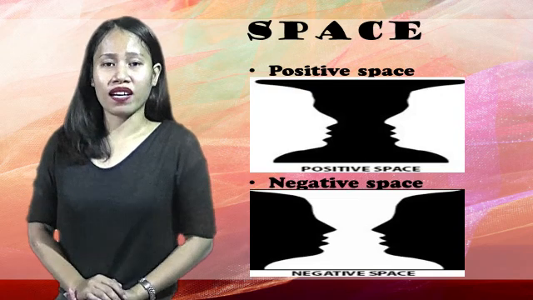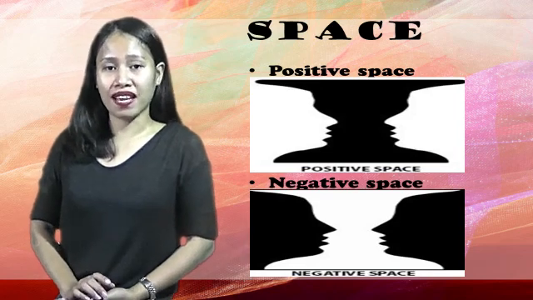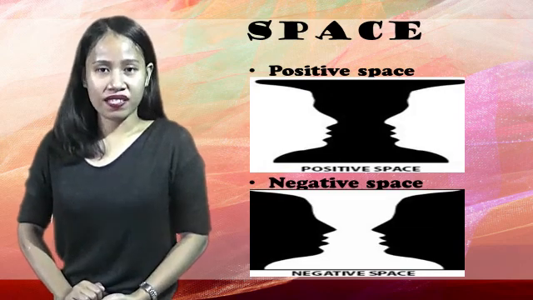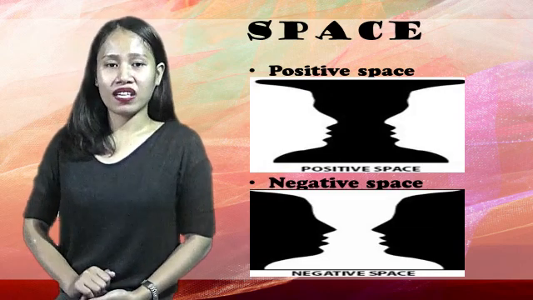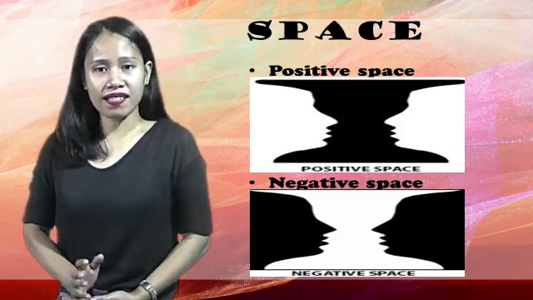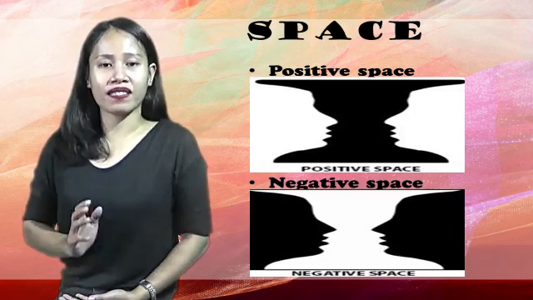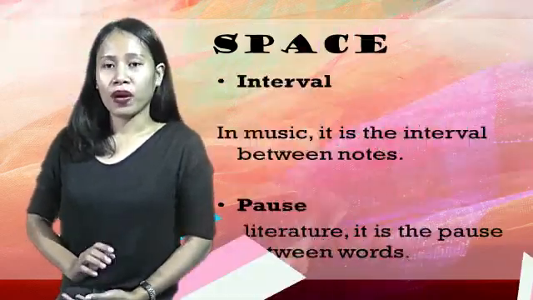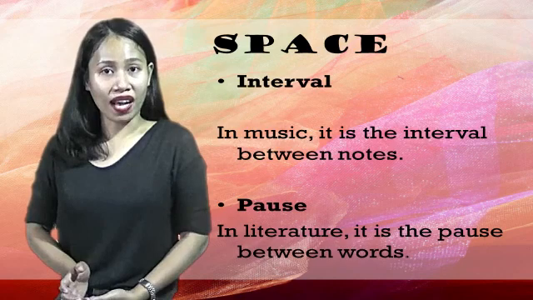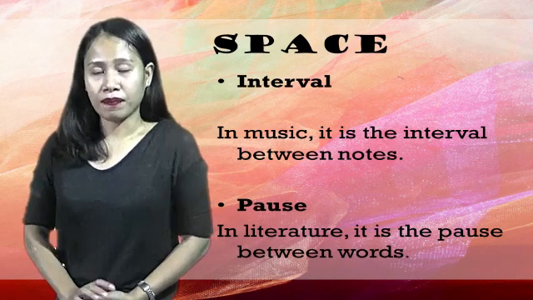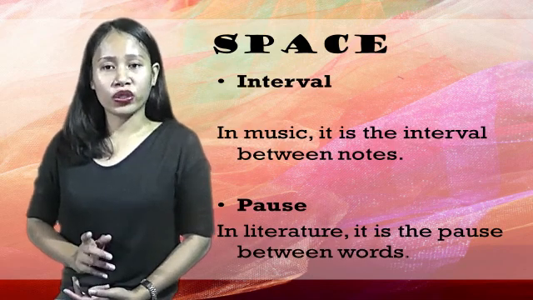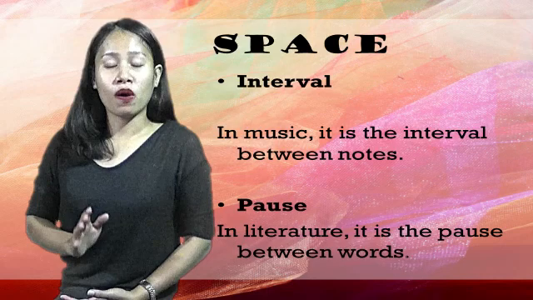A space in visual arts can be defined as a void, an emptiness which can either be positive or negative. The positive space refers to a space enclosed in a shape, which means the main focus area, while the negative space denotes the opposite, or the background of the artwork. Moreover, in other art forms, space can be referred to as interval or pause. For example, in music, it is the interval between the notes, whereas in literature, it is the pause between words.